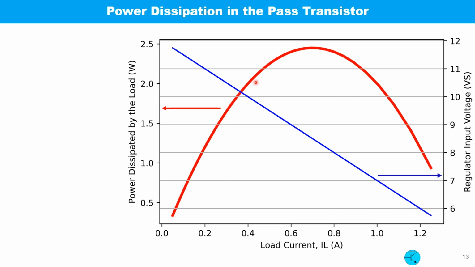The power dissipation is shown by the red line. You can see that the maximum dissipation is around 700 milliamp.